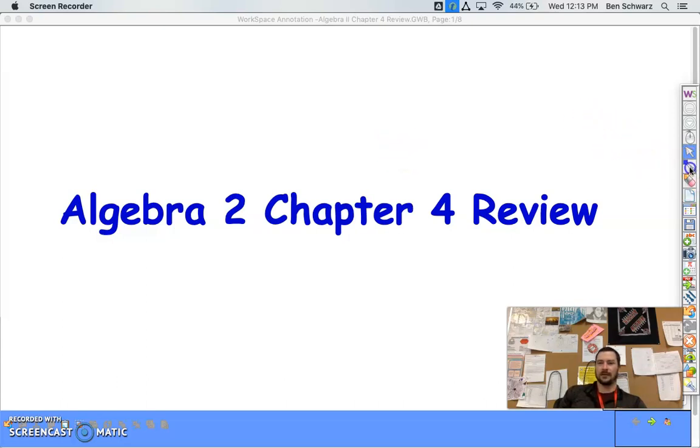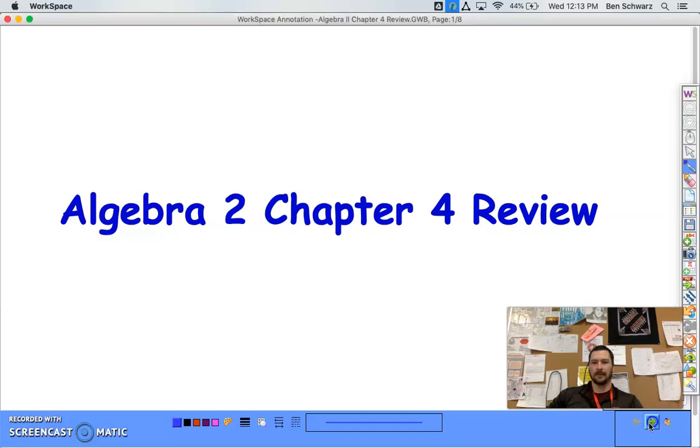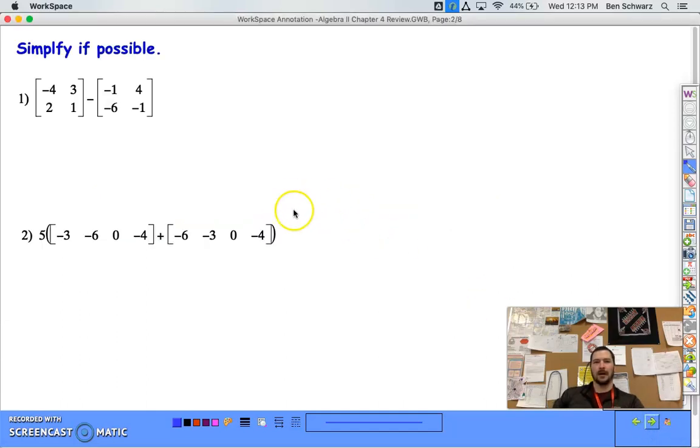All right, let's review for this chapter 4 test coming up. We'll get right into it. So, simplifying matrices, you need to add, subtract, multiply, do scalar multiplication, all that good stuff. So, we'll quickly review this.